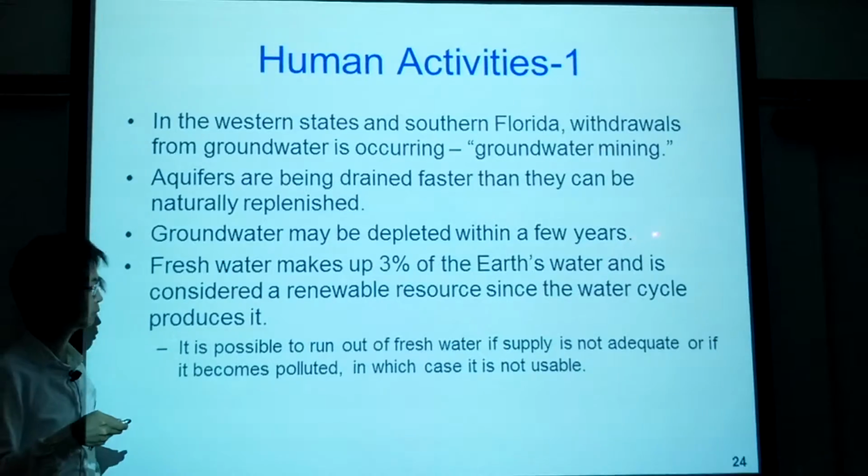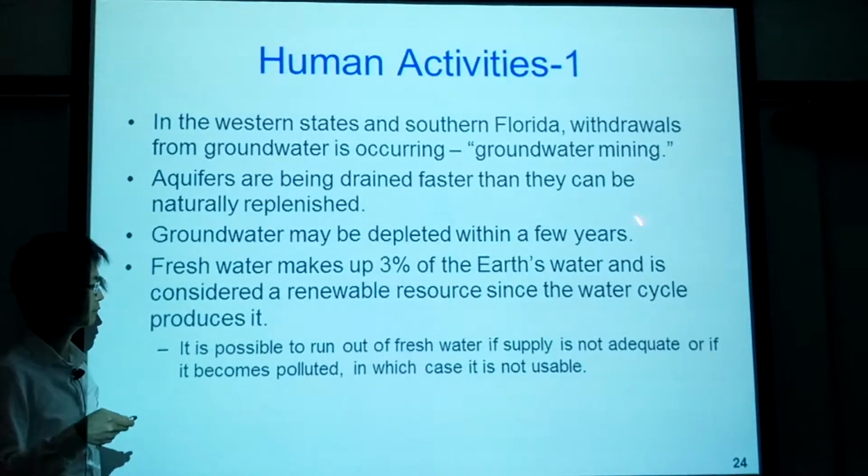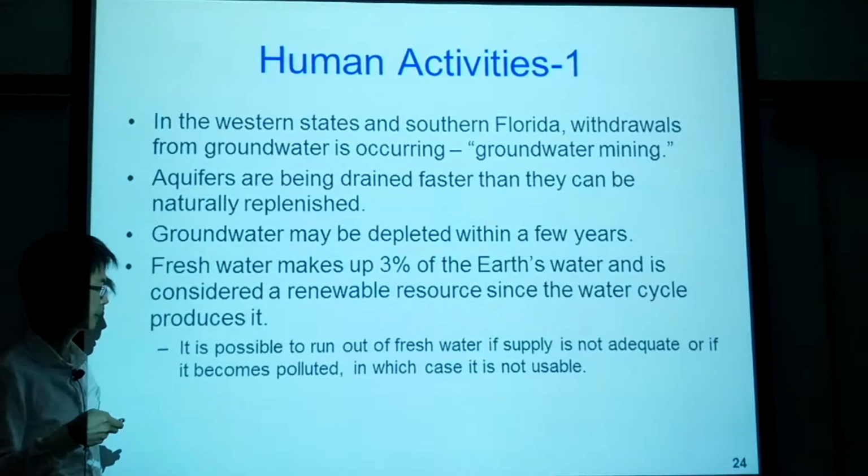3% of the Earth's water is considered a renewable resource because of the water cycle. It is possible to finish using up fresh water.